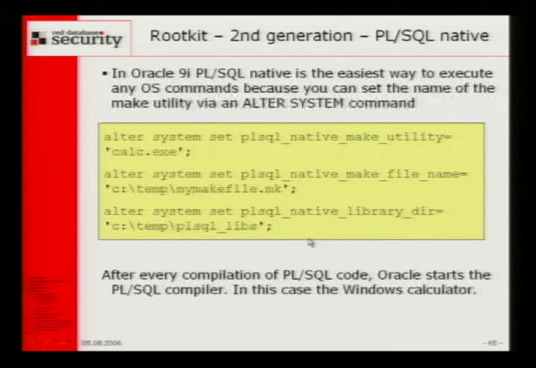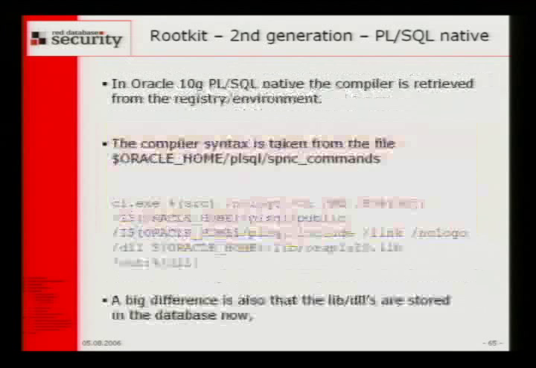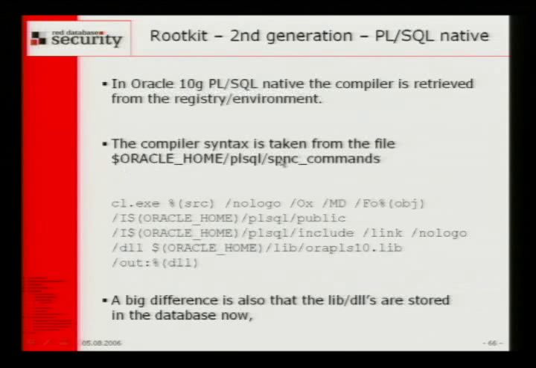This PL/SQL native feature is also the fastest way to run operating system commands, because there's a command, alter session set plsql_native_make_utility. I just say, okay, I want to use the make utility calc, and then every time I create or modify a PL/SQL procedure, the Windows calculator pops up on the database server. In 10g, Oracle changed this. In 10g, Oracle looks in the registry where Microsoft Visual Studio is installed, or in the environment variable, and takes the value from there. And Oracle looks up the compiler statement in this text file. So if you compile a statement, Oracle calls this to generate the file.